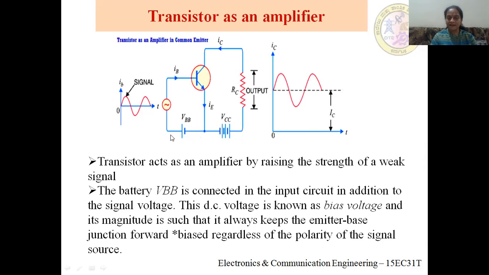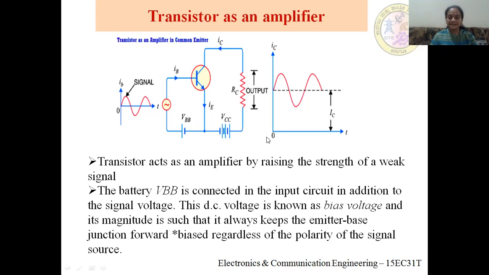These are the batteries or DC voltages. One is connected at the input and one is connected at the output. Why do we use that? When VBB is used at the input, it always makes the base-emitter forward biased, and the VCC keeps the collector-base junction reverse biased.